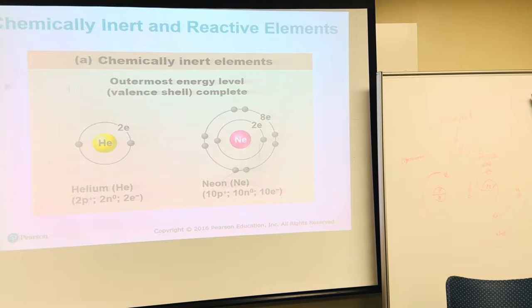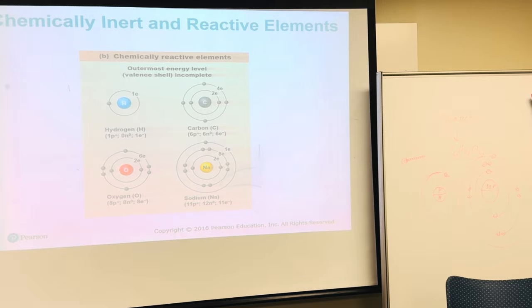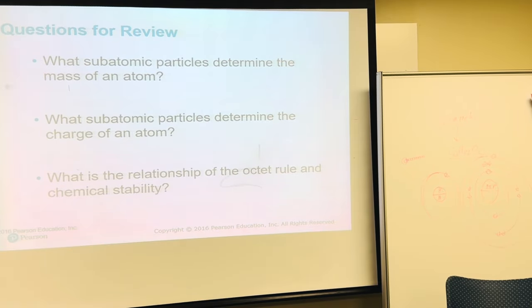So I did talk about this. These are called the noble gases, helium and neon, because they have their shell full. They fulfill the octet rule. However, hydrogen, carbon, oxygen, sodium, they do not have their outer shell full. So that is why they are looking for relationships. Okay. So now how many different types of relationships they can have, we are going to talk about that.